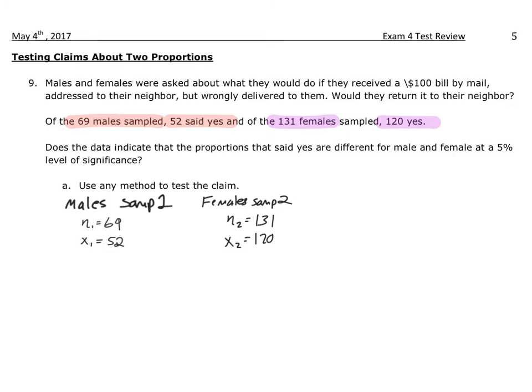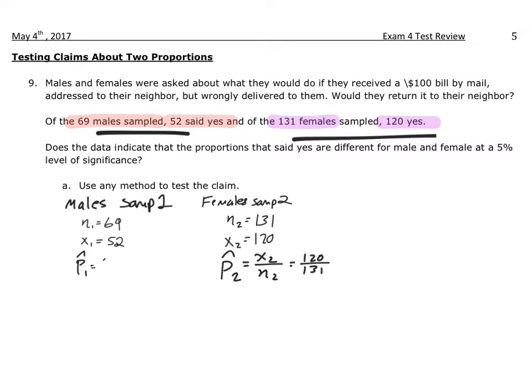Again, you've seen here that we're dealing with proportions, so you should be able to see that we're going to have a P1 hat and a P2 hat. And hopefully you can see how to calculate those. You just take your X and your N. So this would be X2 over N2, which is going to be 120 over 131. And for the males, it's the same idea: X1 divided by N1, and that's 52 over 69. We've been doing this several times this semester. It's nothing different. I'll go ahead and give you the decimal values for both of these. It looks like our male sample comes in at about 75.4%, and our female sample comes in at 91.6%.